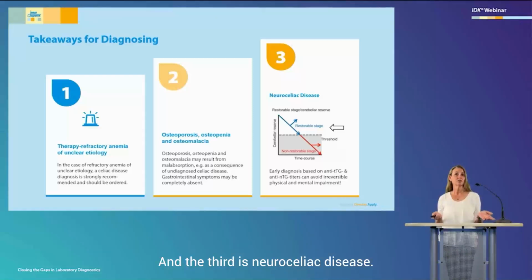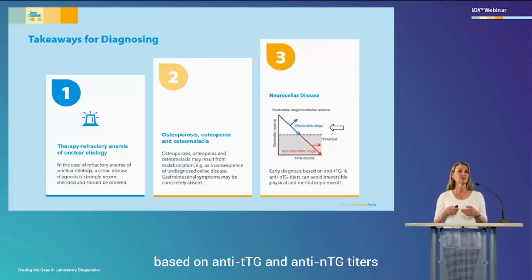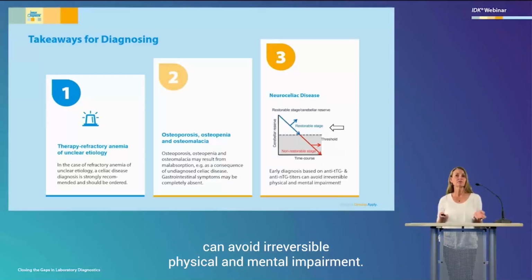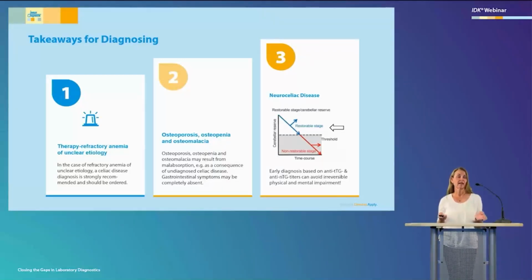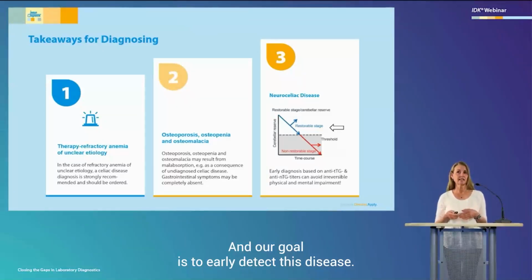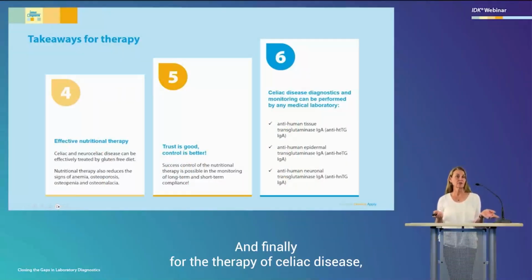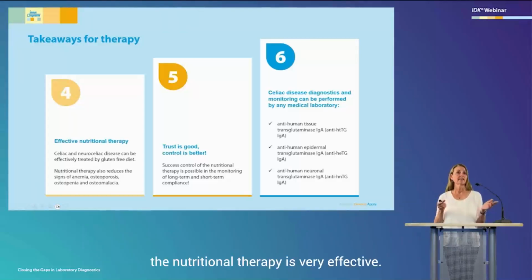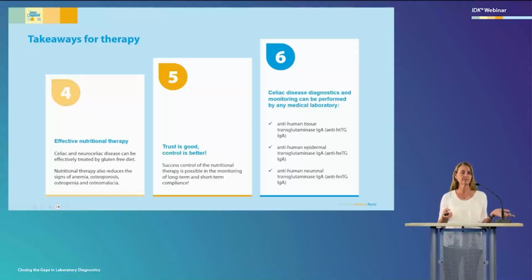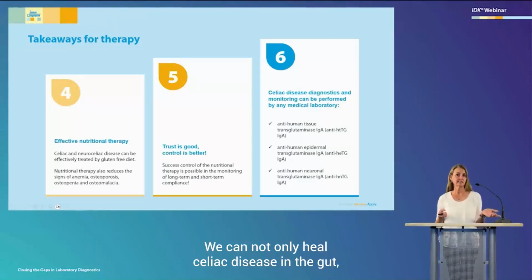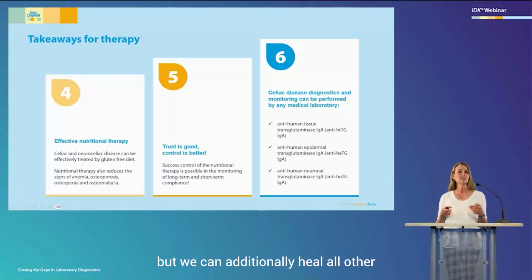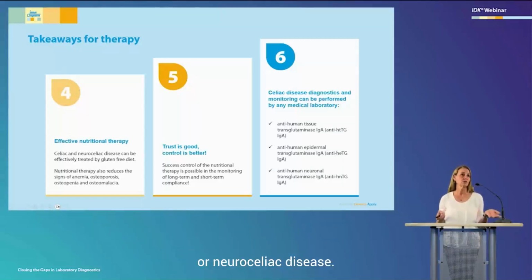And the third is neuroceliac disease. You should be aware that early diagnosis based on anti-TTG and anti-NTG titers can avoid irreversible physical and mental impairment. And our goal is to detect this disease early. And finally, for the therapy of celiac disease, the nutritional therapy is very effective. We can not only heal celiac disease in the gut, but we can additionally heal all other signs of malabsorption or diseases like anemia, osteoporosis, or neuroceliac disease.